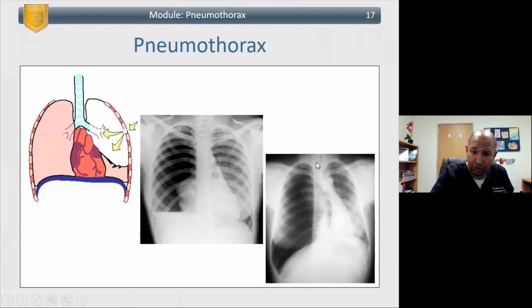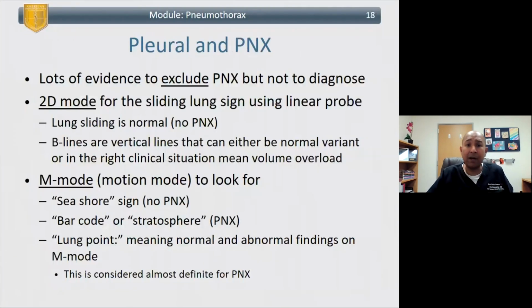You look at the trachea, the airway, it's shifted away from the pneumothorax. So this is going to be the classic way, just using x-rays to help make the diagnosis. But when we talk about using the ultrasound, I would say there's still a ton of evidence to say an ultrasound is great to exclude a pneumothorax, but not to diagnose per se. And when we want to make the diagnosis, we use the 2D mode.